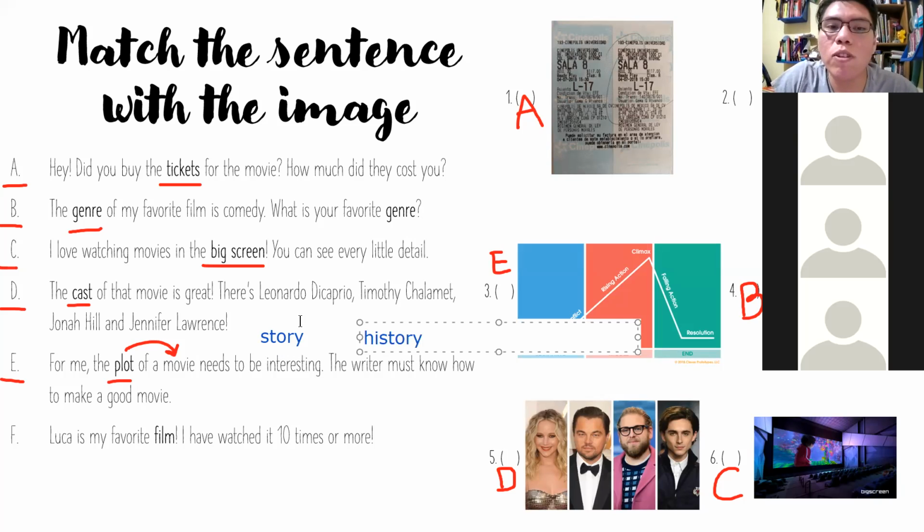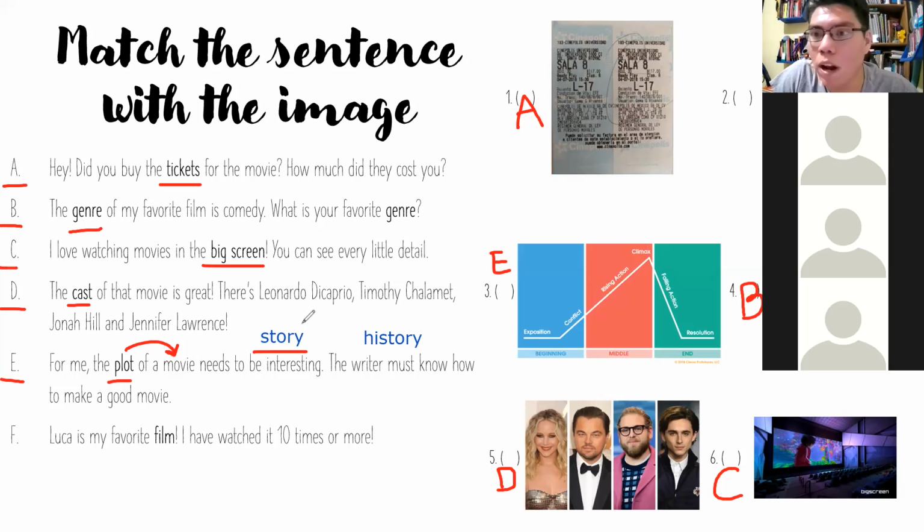Please, don't confuse story with history. Story es historia, pero hablando de qué se trata una película, un cuento, esa es story. Cuando decimos history, estamos hablando de la materia, de la ciencia que estudia el paso del hombre a través del tiempo. Eso es history. Entonces, cuidado. En inglés es diferente story que history. Yes, got it?